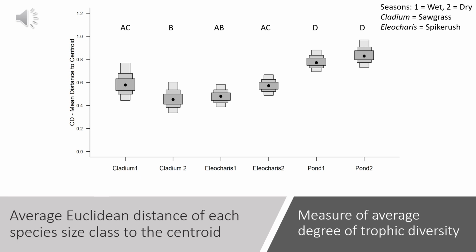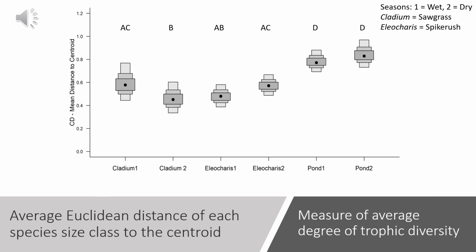So if you recall, we predicted that this metric would directly correlate with competition. So higher competition, higher degree of trophic diversity, because the competition is driving niche divergence, which leads to the community having an overall higher degree of trophic diversity.